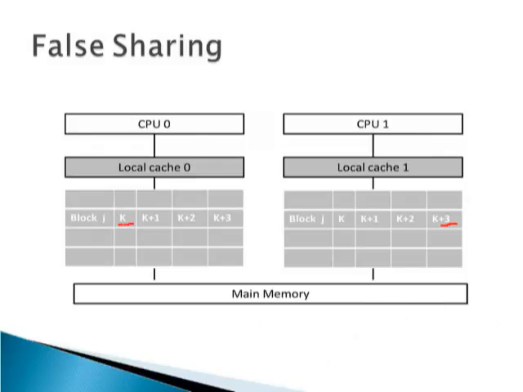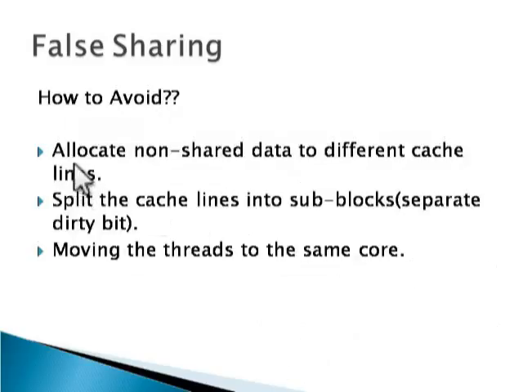This can be avoided in a number of ways. If we allocate non-shared data to different cache lines, false sharing can be avoided. And if you think about splitting the cache line into sub-blocks and assigning each sub-block a dirty bit, this false sharing can be avoided. And also, moving the threads to the same core can be a solution for false sharing.